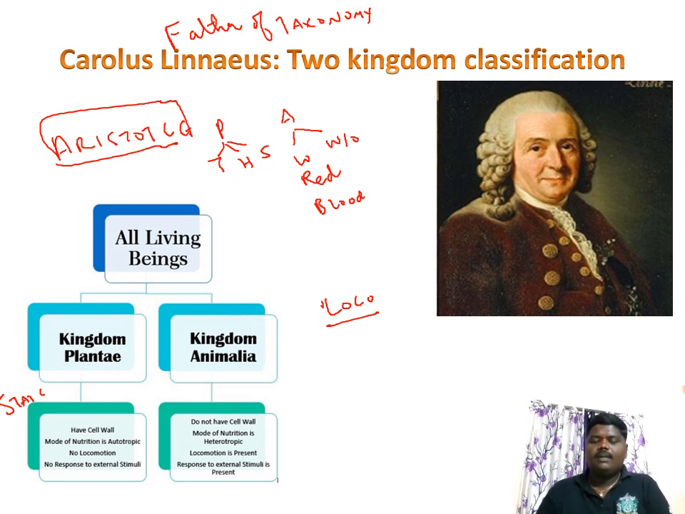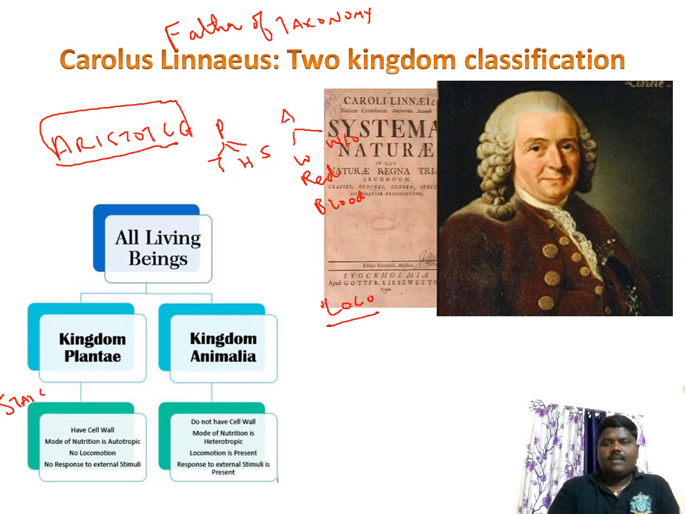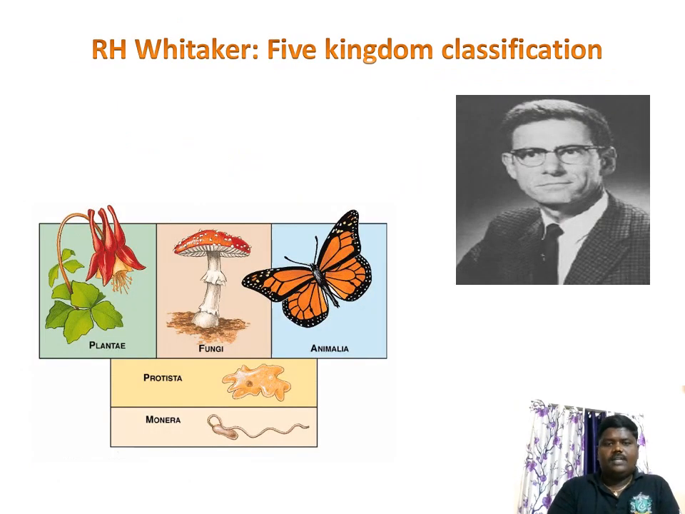In the case of kingdom Animalia, how did Carolus Linnaeus categorize them? Those that do not have a cell wall. It is true. What about their mode of nutrition? Again heterotrophic, which is true. Locomotion is present and response to external stimulus is there. But a lot of drawbacks are there in this classification. So to overcome the drawbacks, another important classification was made by R.H. Whittaker. R.H. Whittaker made the five kingdom classification.